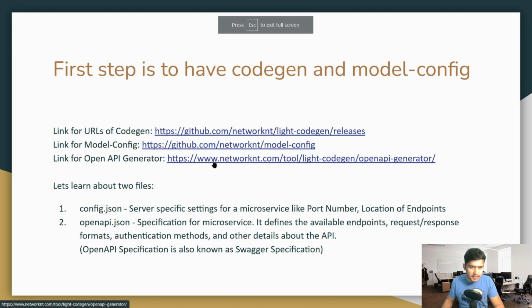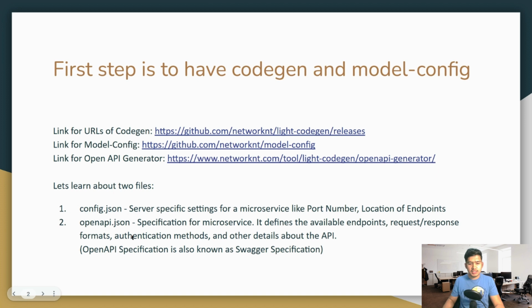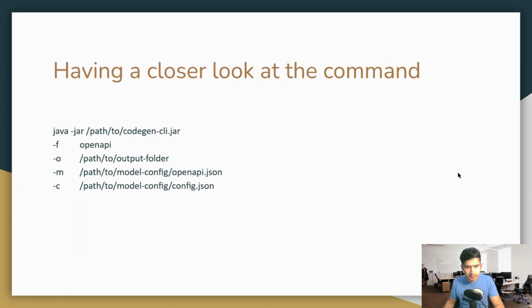Okay. So as I said before, we need to provide them two files. One is config.json and another one is openapi.json. So both are JSON files. Config.json is mostly having the server specific things like port number or location of endpoints, and openapi.json contains the specification for microservices, at what endpoints it is, what kind of request and response will be sent into those endpoints, like which data would be flowing in. Maybe a string will be going in and an object will be coming out. So OpenAPI specification is also known as Swagger specifications.